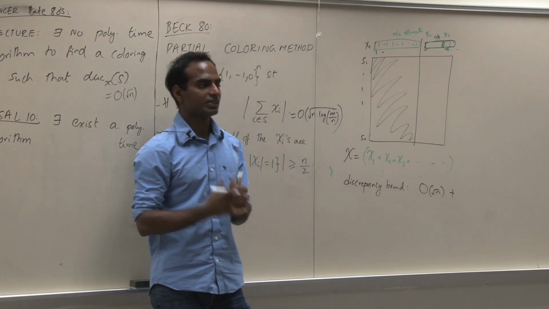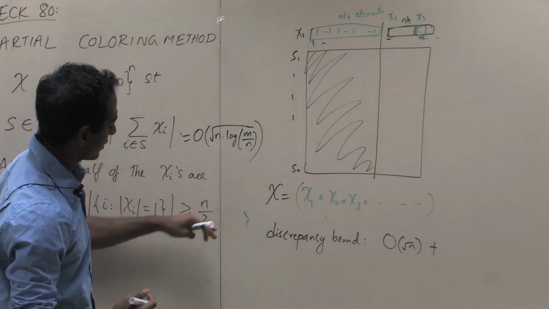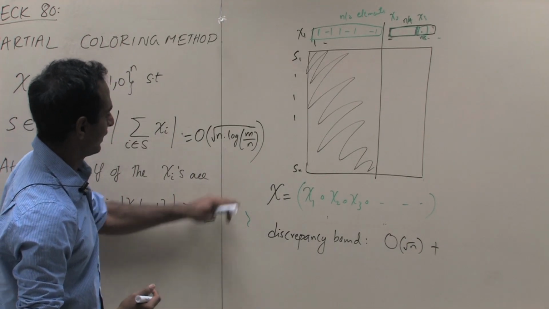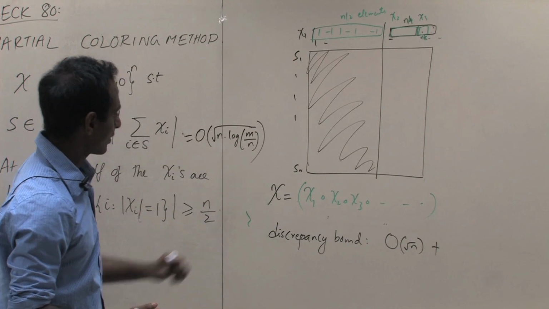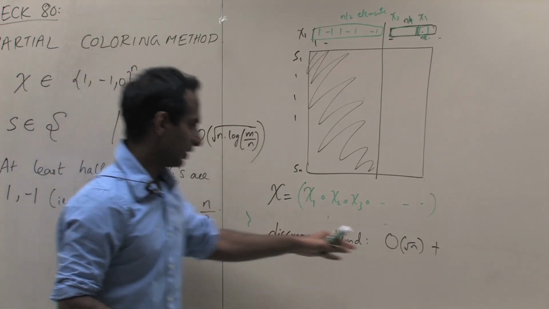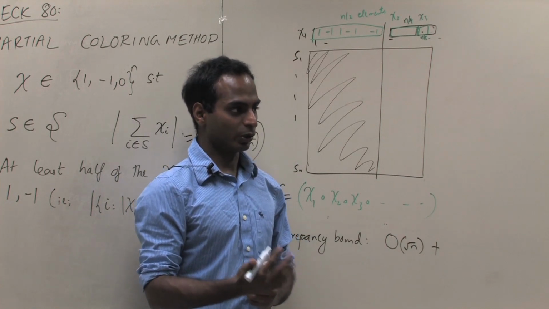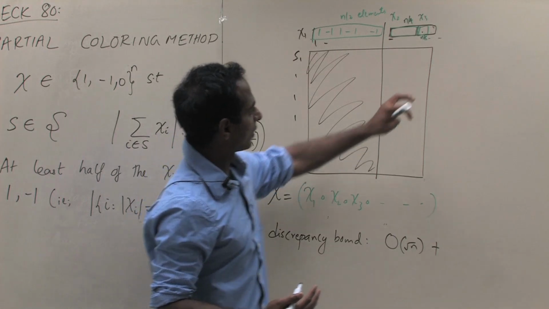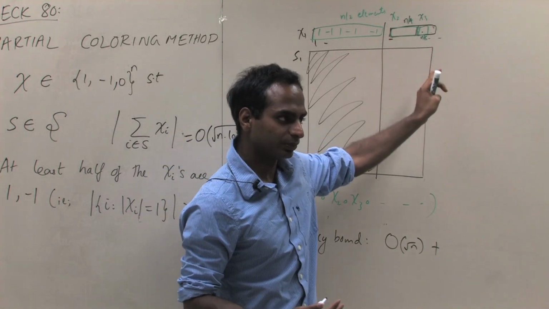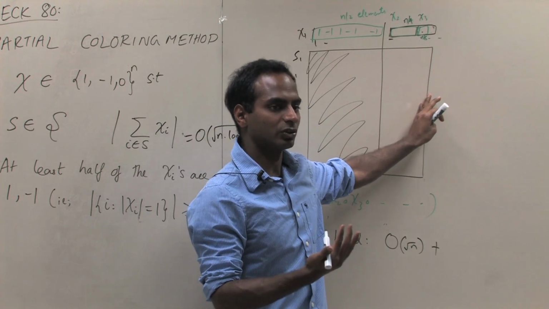So this will be our partial coloring claim, that there exists a coloring where at least half the coordinates are non-zero and the total discrepancy is this much. In the first step m is n, so you get roughly square root of n, and in the second step we are working over a universe of size n over 2. So you should get a discrepancy of roughly square root of n over 2.